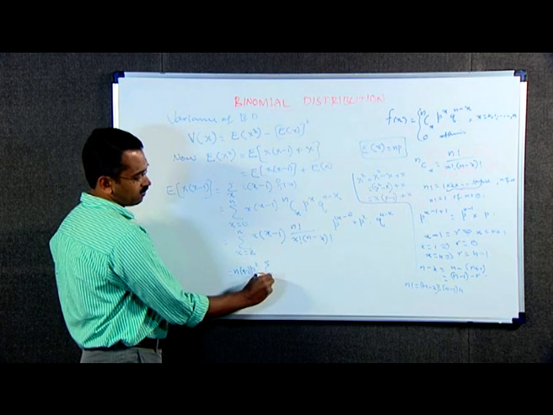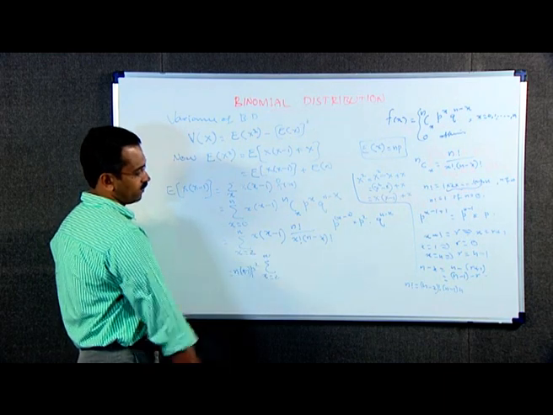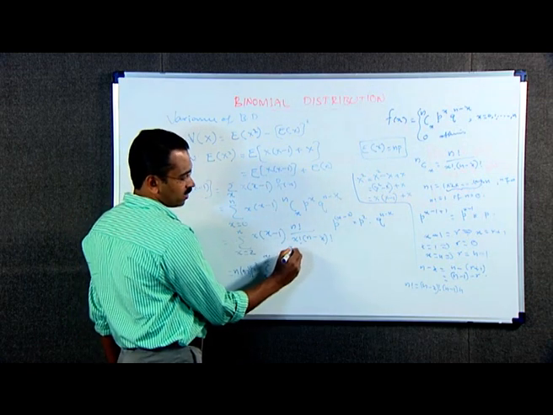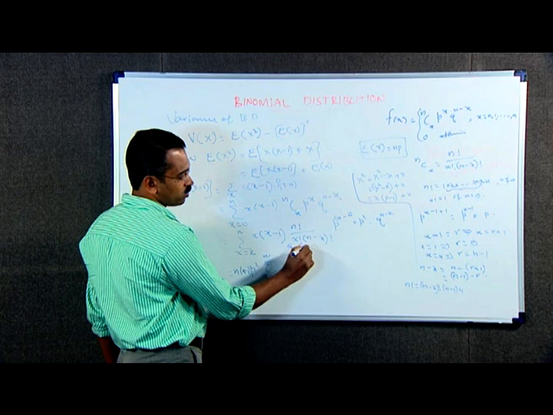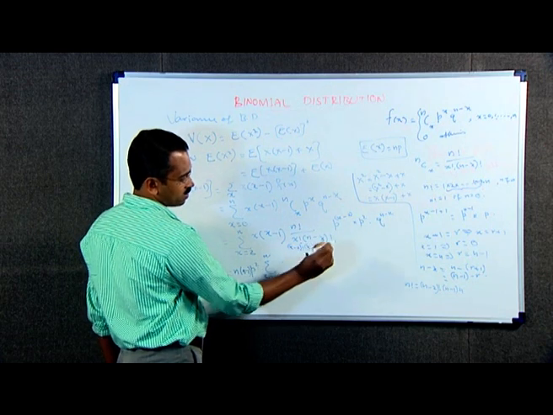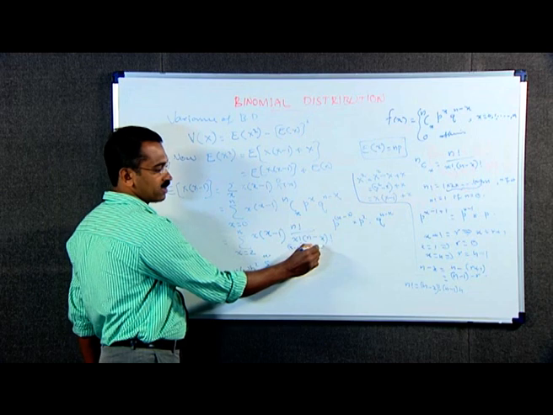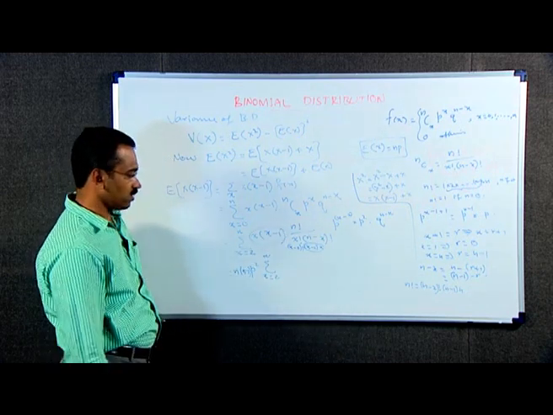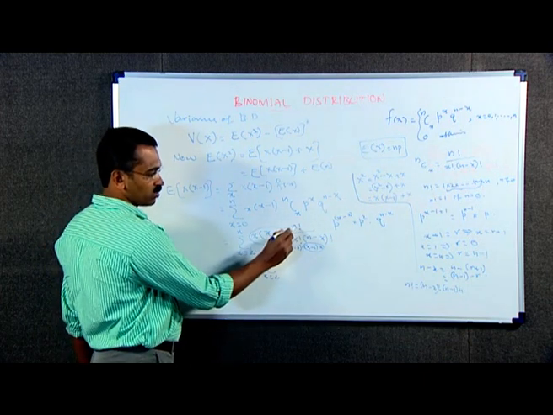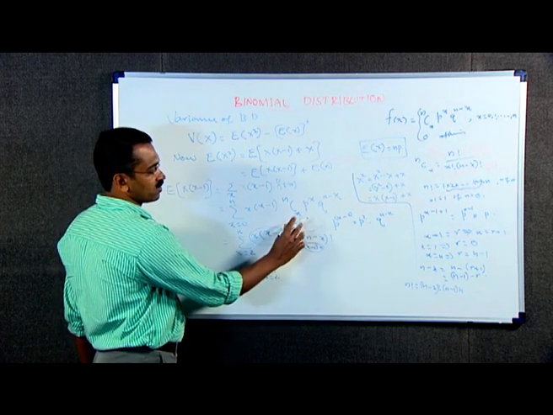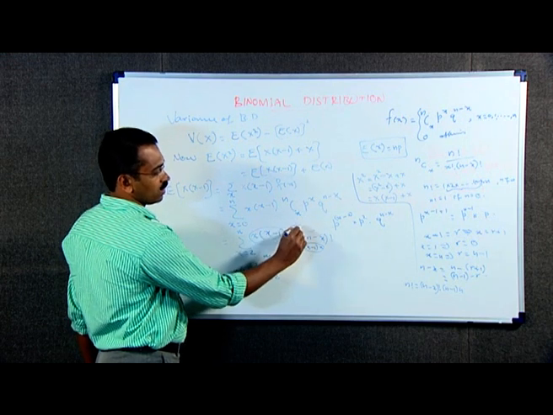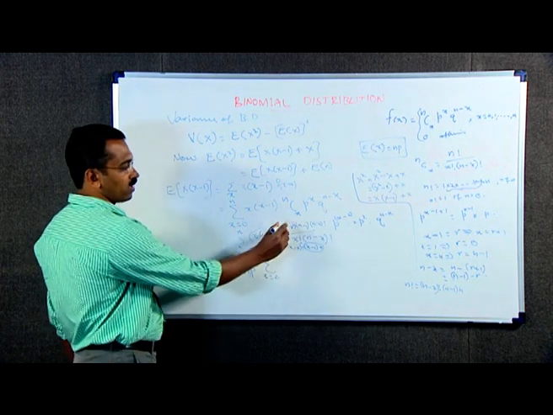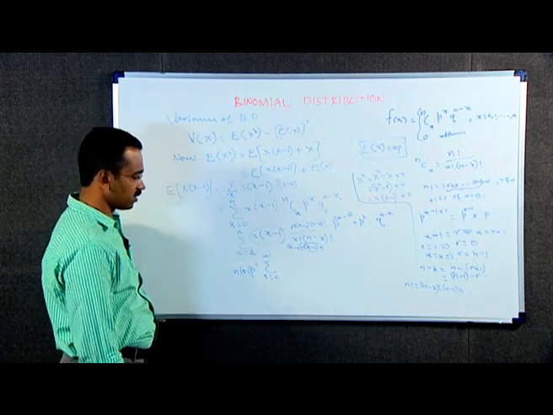Summation x varies from 2 to n. Here x factorial means x minus 2 factorial into x minus 1 into x. Therefore, x into x minus 1 will be cancelled. The remaining terms are here. n factorial means n into n minus 1 into n minus 2 factorial. This n into n minus 1 is taken outside.